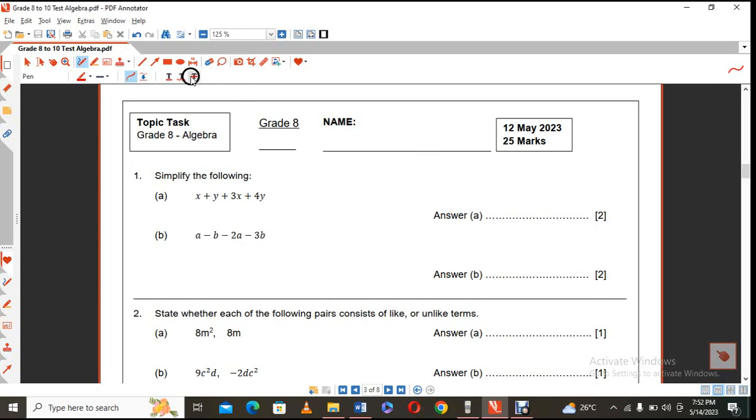Hi, so I'm looking at a grade 8 algebra test. It's mostly about expressions and also identifying like terms and unlike terms. So we start off with the first one here.